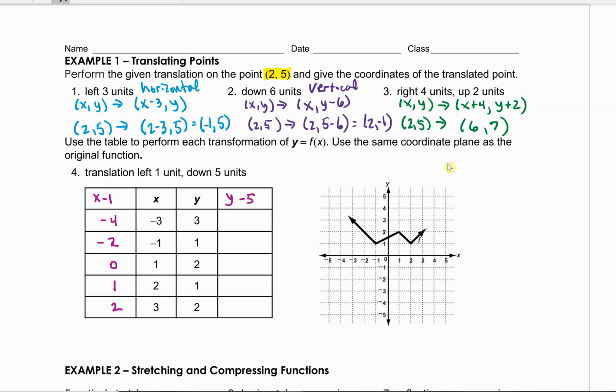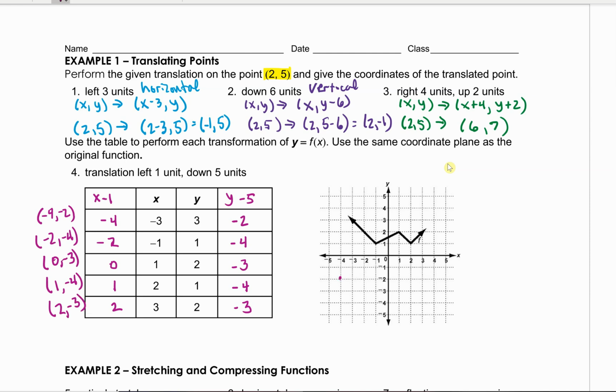For the y's, 3 minus 5 is negative 2. 1 minus 5 is negative 4. 2 minus 5 is negative 3. 1 minus 5 is negative 4 again. And 2 minus 5 is negative 3 again. So these outside values are our new points. So we got a point negative 4, negative 2, negative 2, negative 4, 0, negative 3, 1, negative 4, and 2, negative 3.